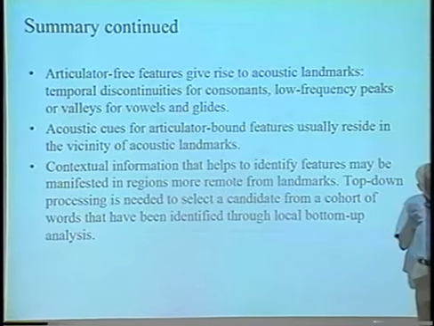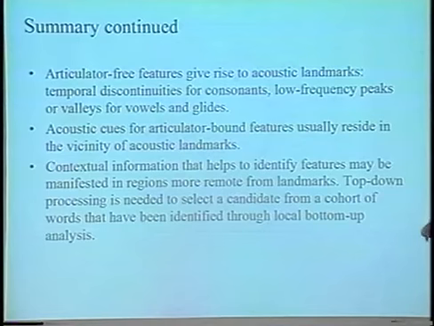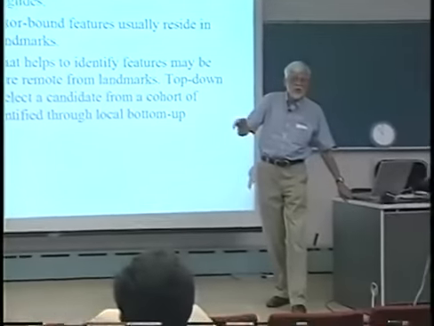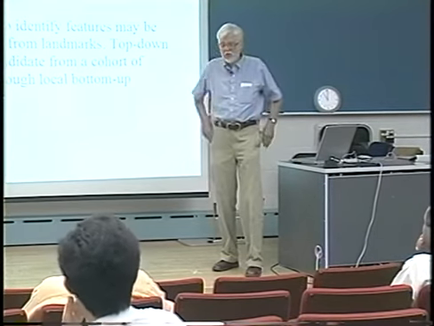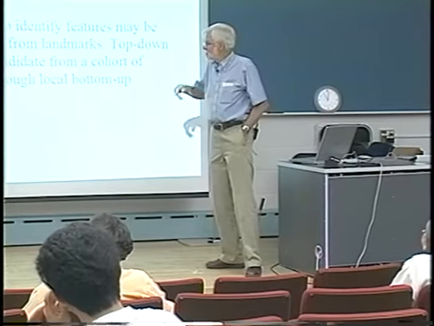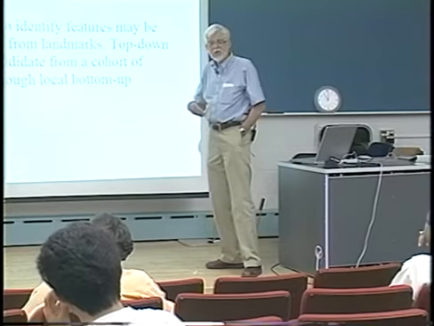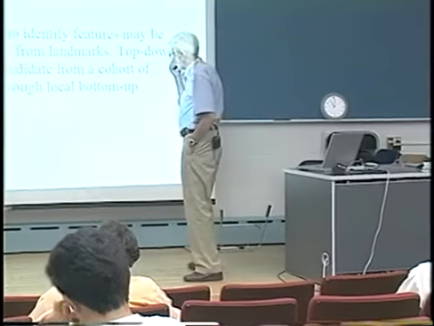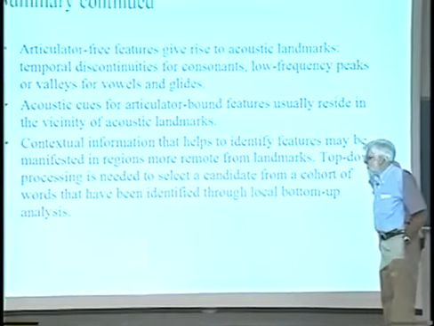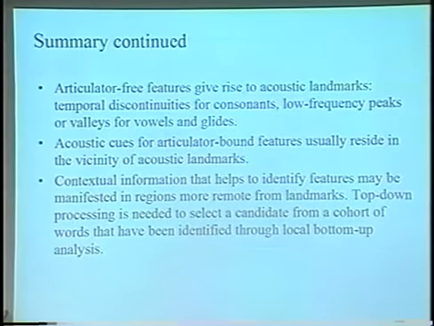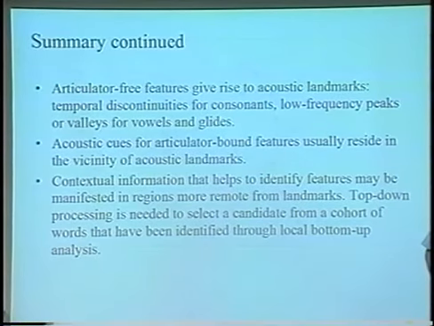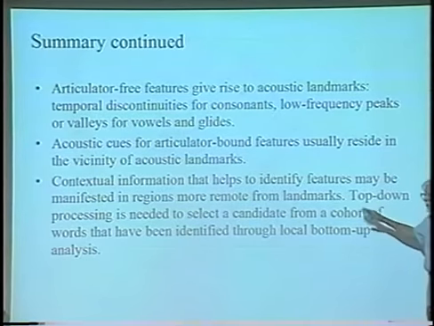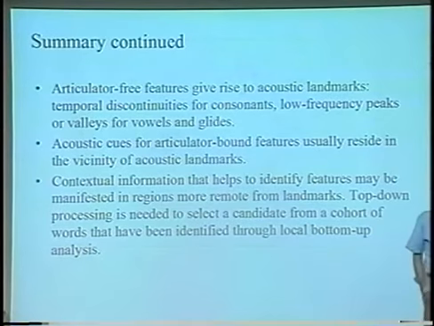And so, for example, if you know that a word is an utterance-final word, its final consonant is going to be produced in a different way as you reduce the subglottal pressure and so on. And that is another kind of contextual information that you might want to take into account in evaluating and identifying the words. So top-down processing of some kind is certainly needed to select a candidate from a cohort that has resulted from the local bottom-up analysis. This has sometimes been called analysis by synthesis. Okay, so that's it. Thank you.